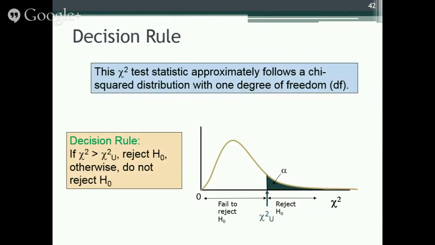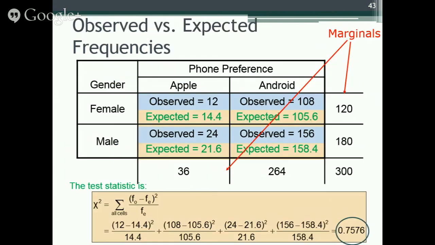Once we know what the degrees of freedom are, we can find our critical value, if you recall when we talked about hypothesis testing. In this particular instance, we look at a chi-square distribution with 1 degree of freedom, because 2 minus 1 is 1, times 2 minus 1 is 1, okay? And again, if the chi-square statistic is greater than the chi-square critical value, we reject the null hypothesis. Otherwise, do not reject the null, right? Just like we've talked about in class with regards to hypothesis testing.